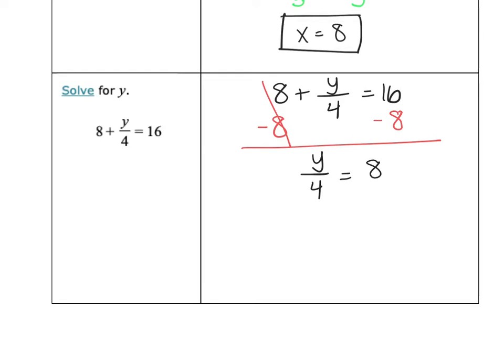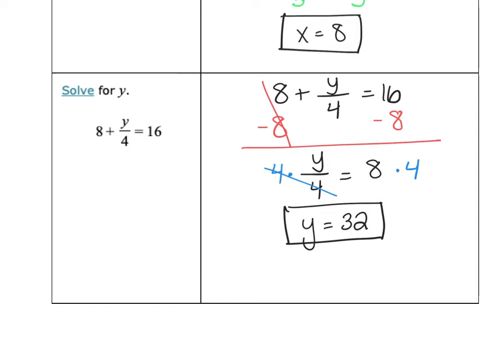Now again, our next step is to undo the multiplying or dividing. Since y is being divided by 4, the opposite of dividing by 4 is multiplying by 4. And we always do it to both sides. So when we multiply by 4 on both sides, we get y equals 8 times 4, which is 32. And that is our final answer.